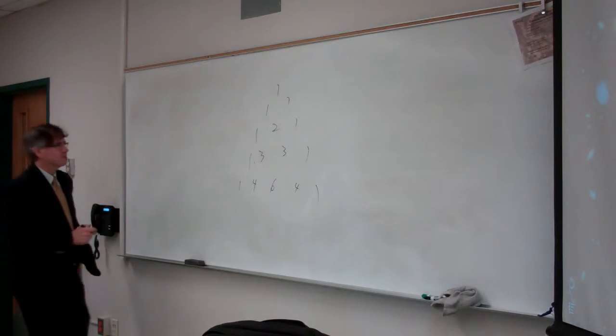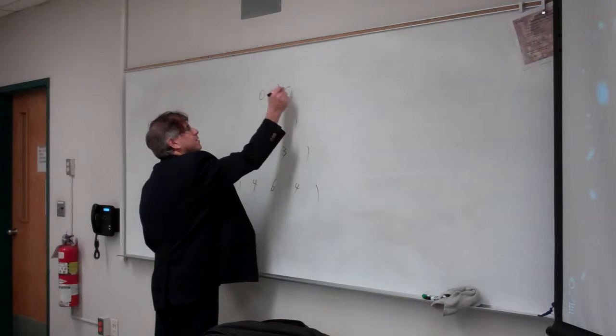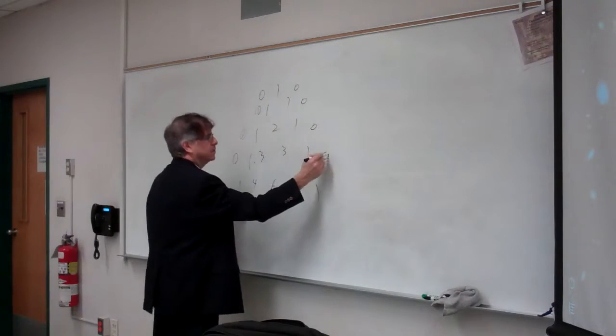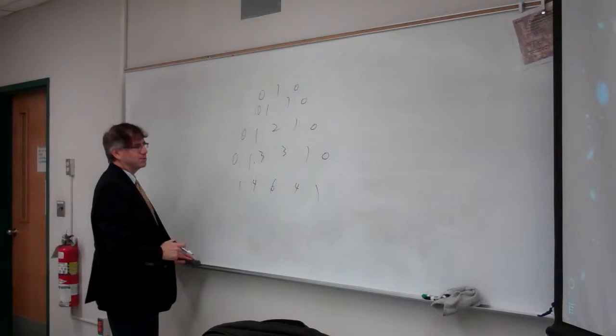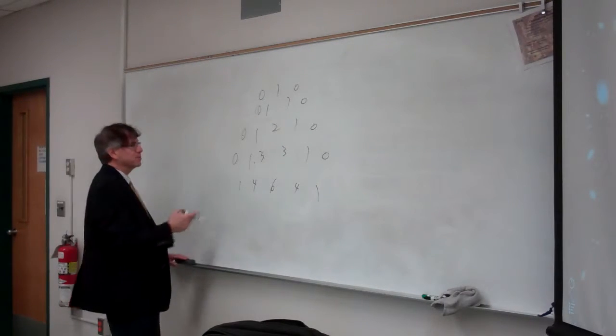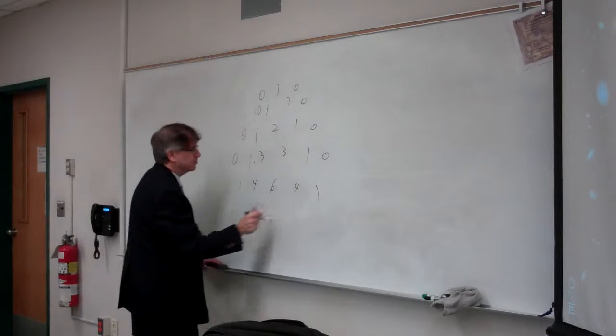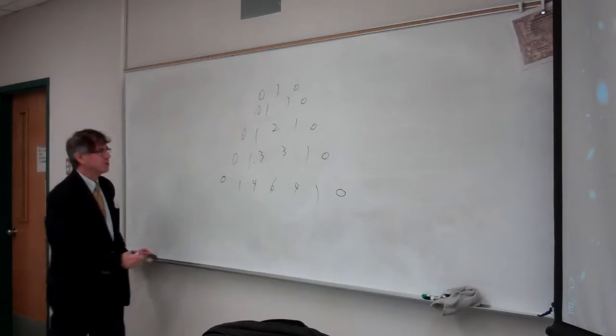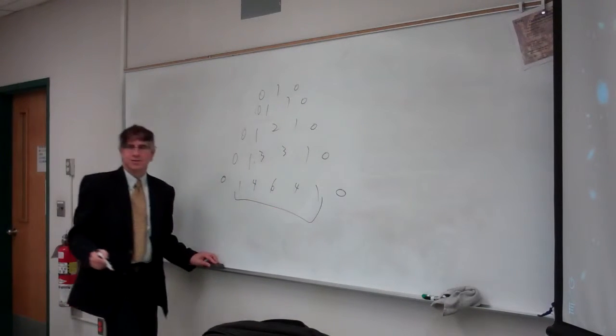Or start with an array and always have zeros on the end, and now we don't need to do something special with the 1. 0 plus 1 is 1, 1 plus 0 is 1. We just need to pad zeros on the end, and when we print it, just print the middle stuff.